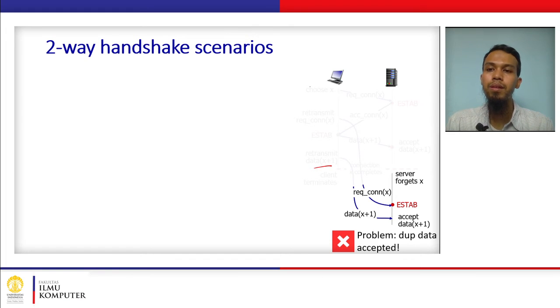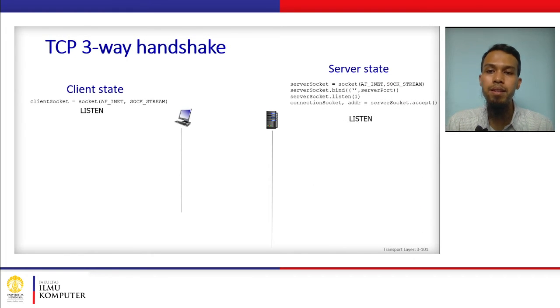All right, so now let's take a look at the three-way handshake scenario. Now we have states in the client and the server. As we know in socket programming, the state of the server is always listening to the incoming socket request or socket connection by the client. In the beginning, the client is also in the listen state.